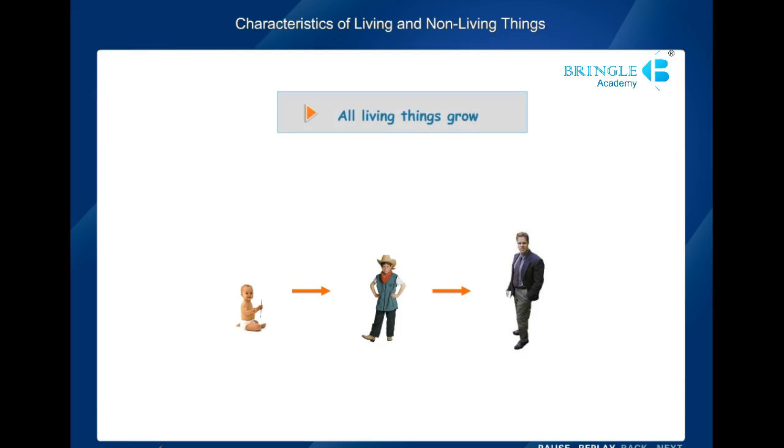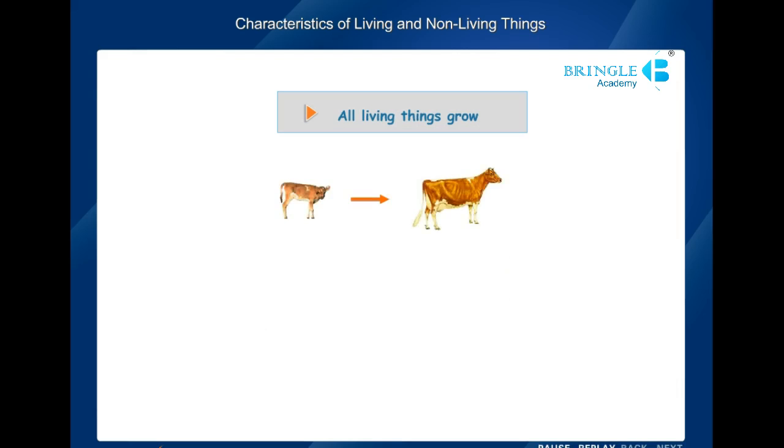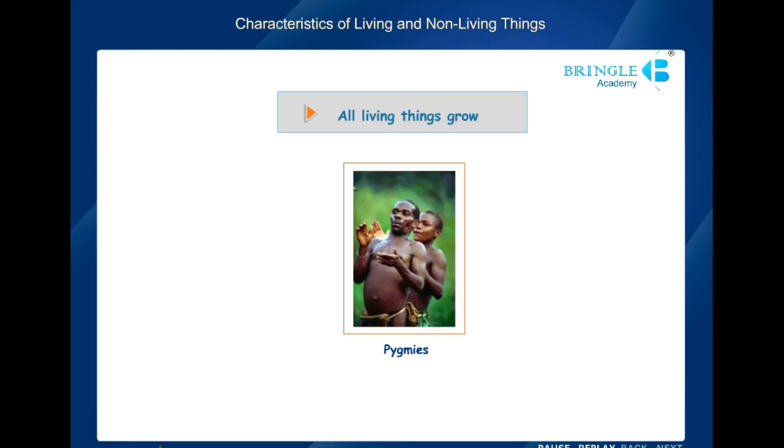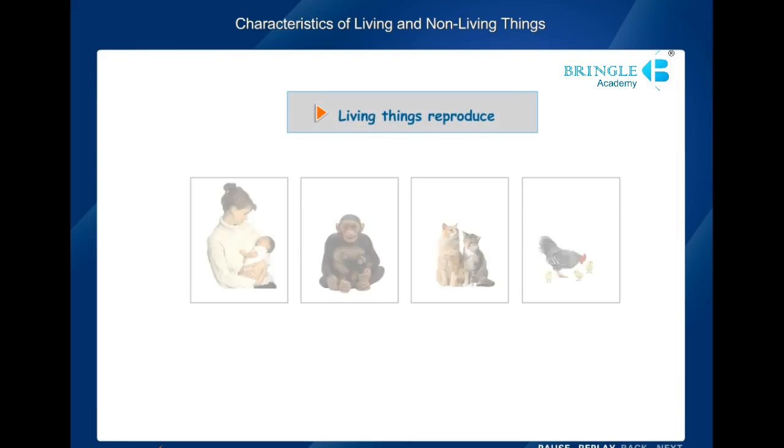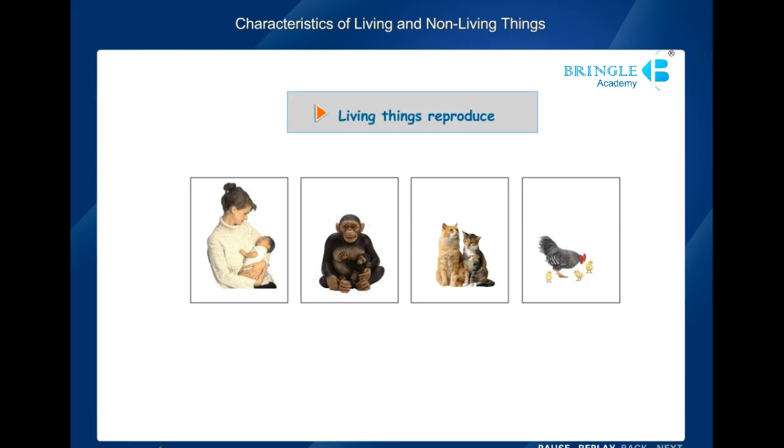To grow is to become taller, bigger, or older. All living things grow. You have seen little babies growing. Look at these animals and birds. See how they grow. Pygmies in Central Africa are the shortest people on earth. An adult pygmy is about 1.2 meters in height, perhaps shorter than you.